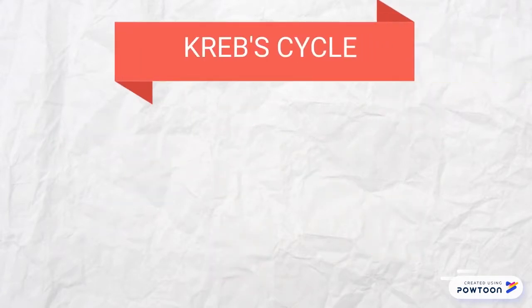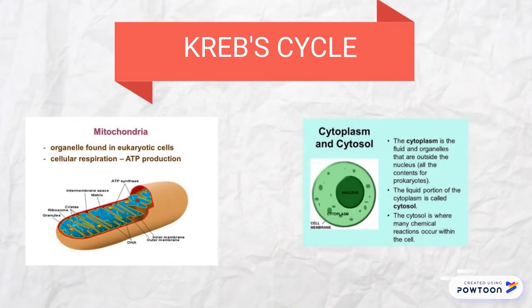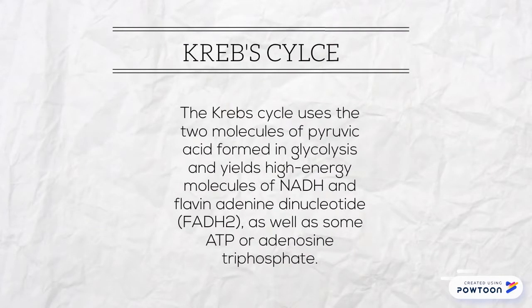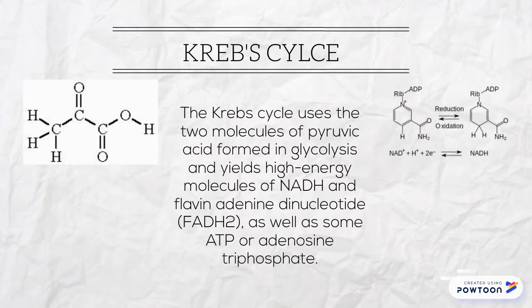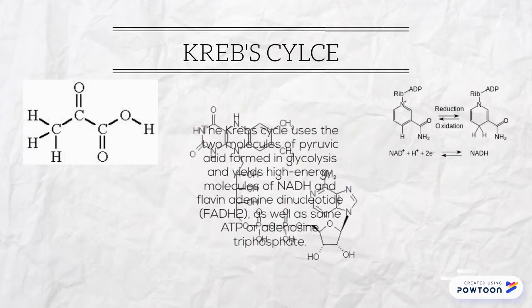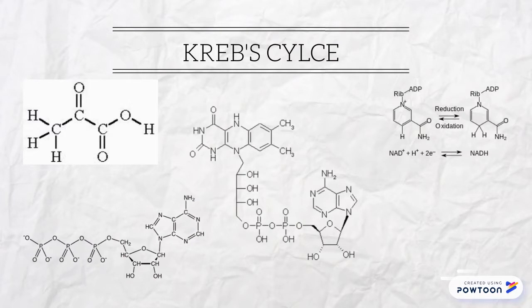The Krebs cycle takes place in the mitochondria of eukaryotes and the cytosol of prokaryotes. The Krebs cycle uses the two molecules of pyruvic acid formed in glycolysis and yields high-energy molecules of NADH and flavin adenine dinucleotide, or FADH2, as well as some ATP, or adenosine triphosphate.